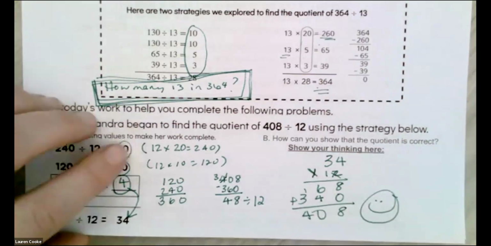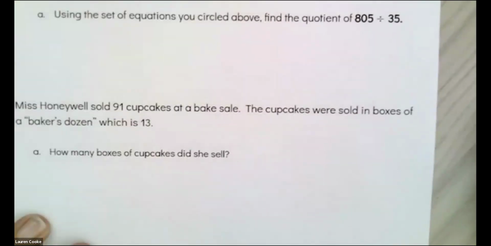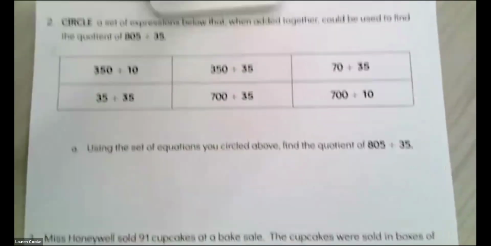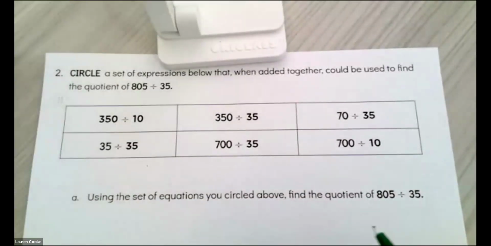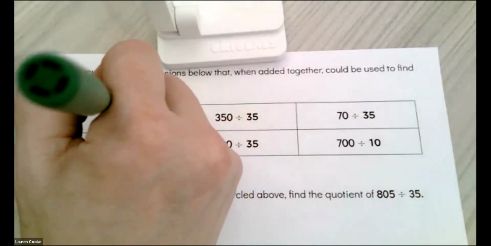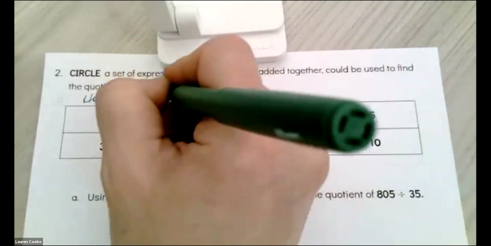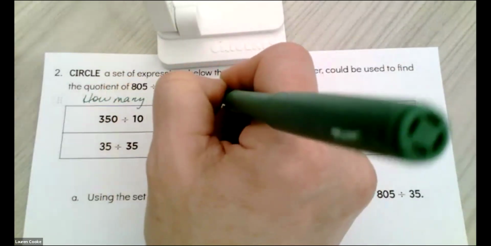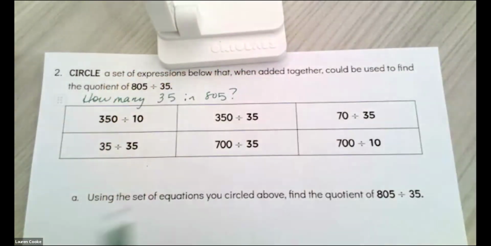And I'm going to do that for every single problem moving forward. All right, let's circle a set of expressions that, when added together, could be used to find the quotient of 805 divided by 35. So I'm asking myself, how many 35s in 805? That is just so important.